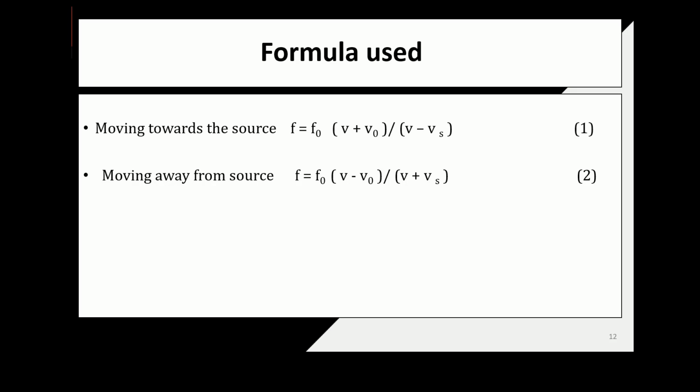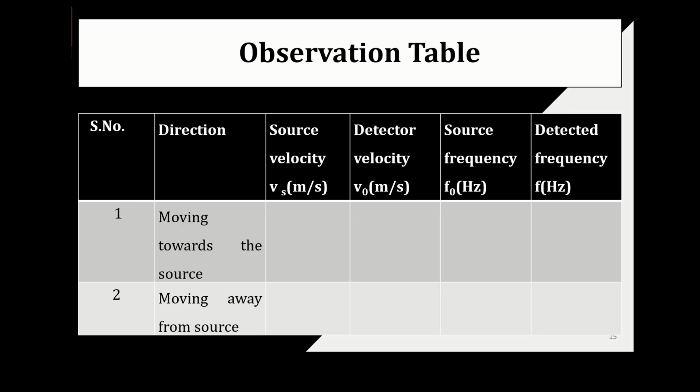In this experiment, you only have to give the values for the velocities and the actual frequency of the wave. You only have to select the direction, whether they are moving towards each other or away from each other. The frequency is detected by the detector. You verify that when they come close to each other the frequency should increase, and when they move away from each other the frequency should decrease. You can get the value from this formula also.